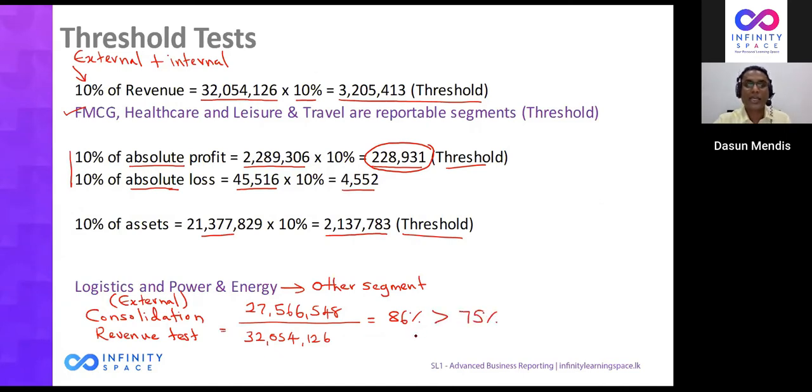the external revenue of the entire company. So here the consolidation revenue test is satisfied, no problem. I can put logistics and power and energy under the other segment if I want. I can do that. Right?